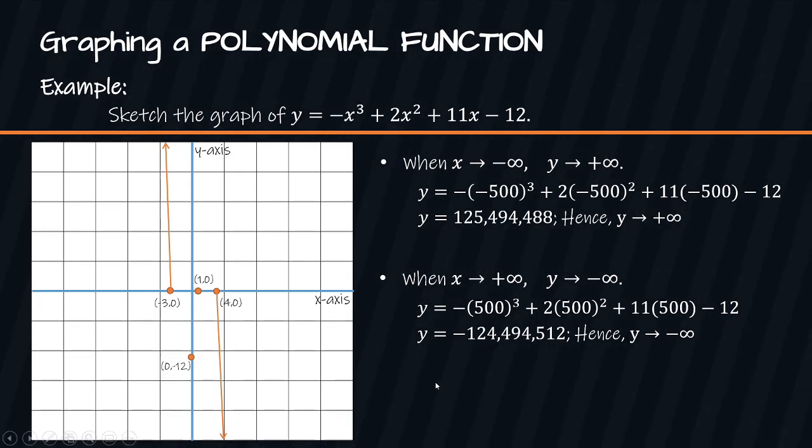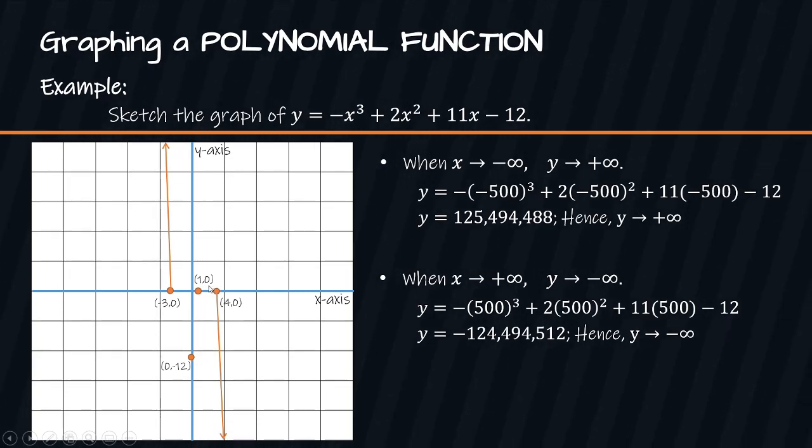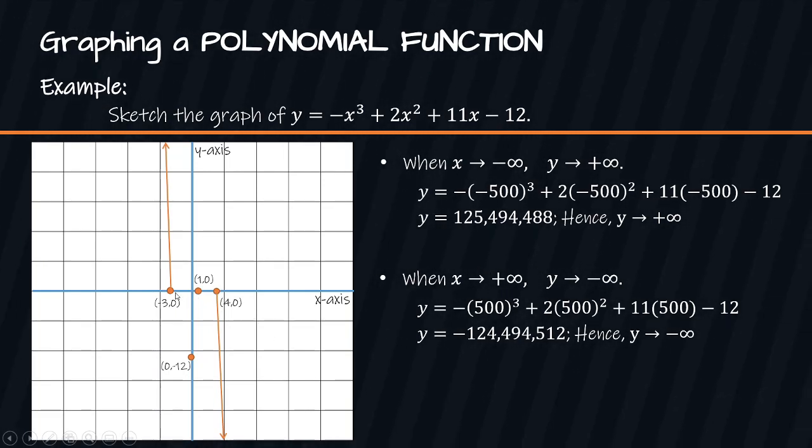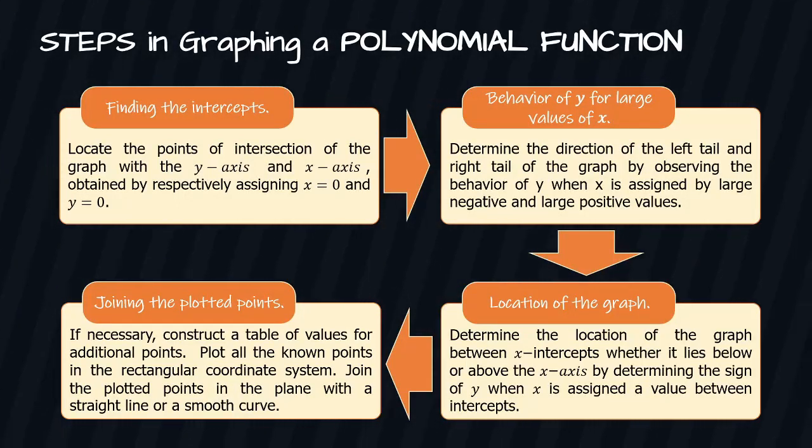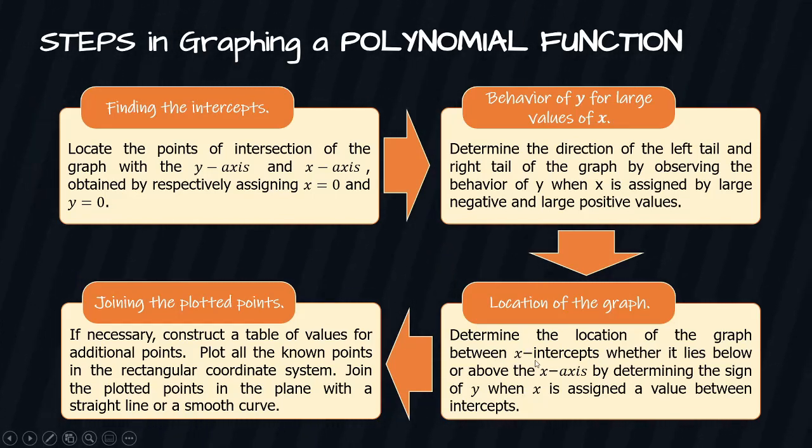Before we proceed to the next step, please note these 3 coordinates. They are our x-intercepts. So for the next step, we have to find the location of the graph between x-intercepts, whether it lies below or above the x-axis. So let us proceed.